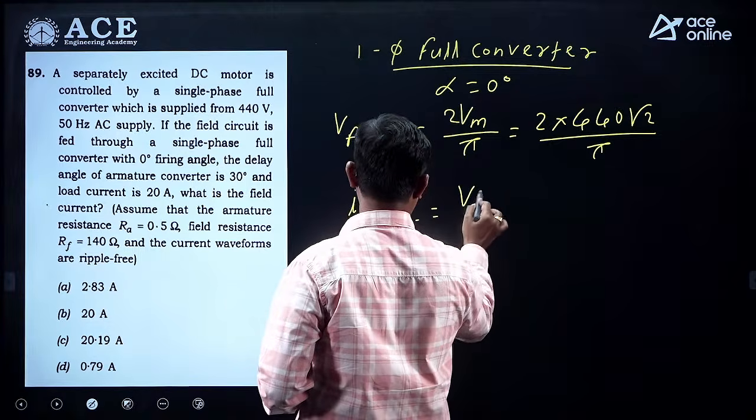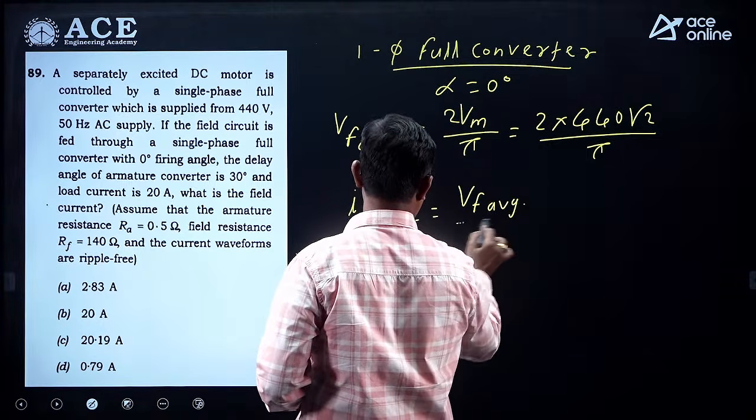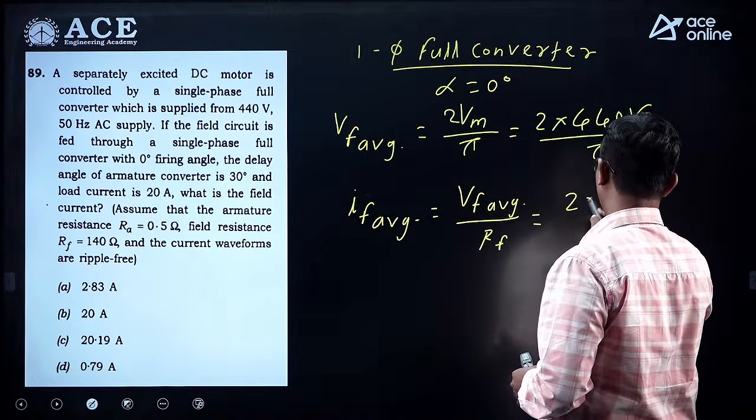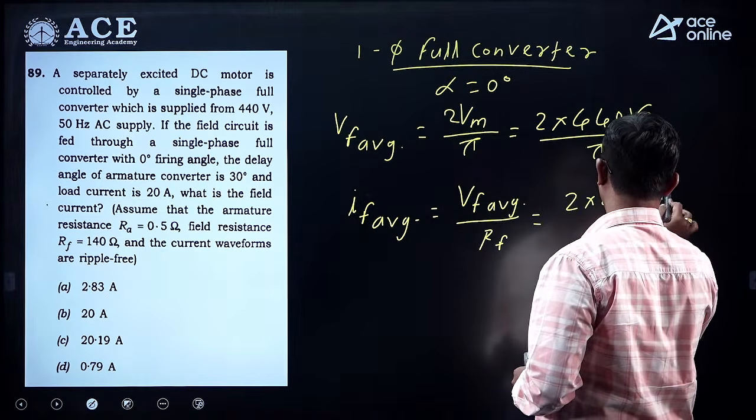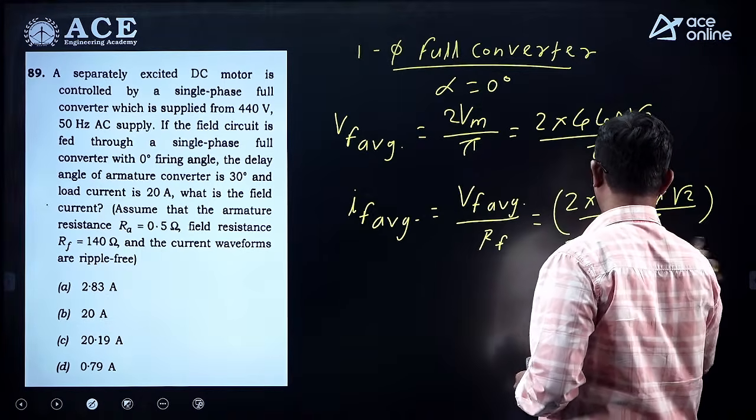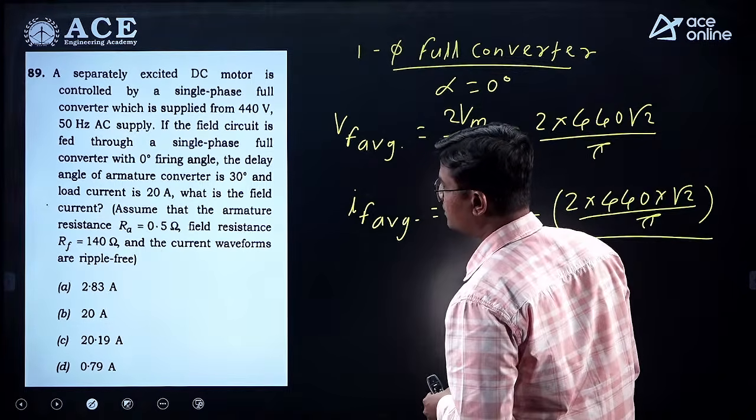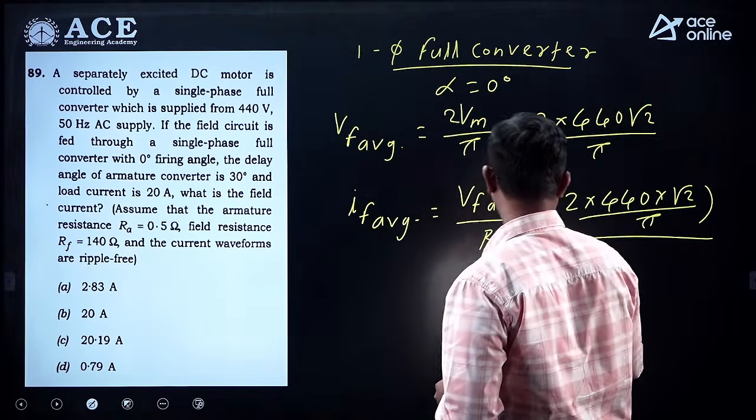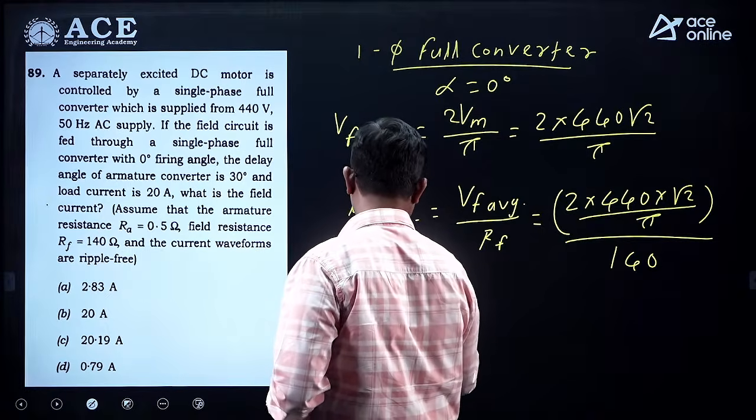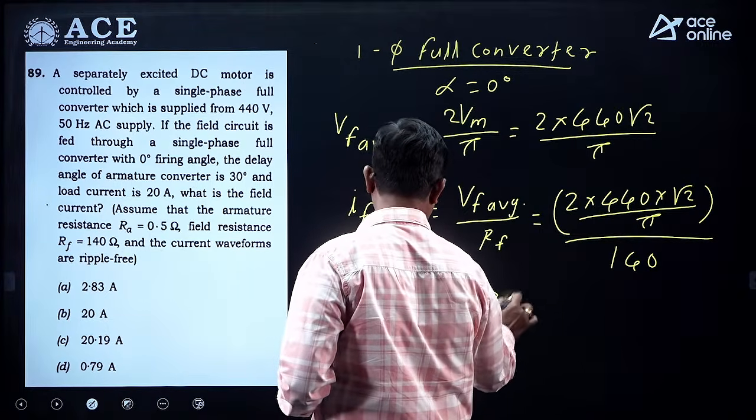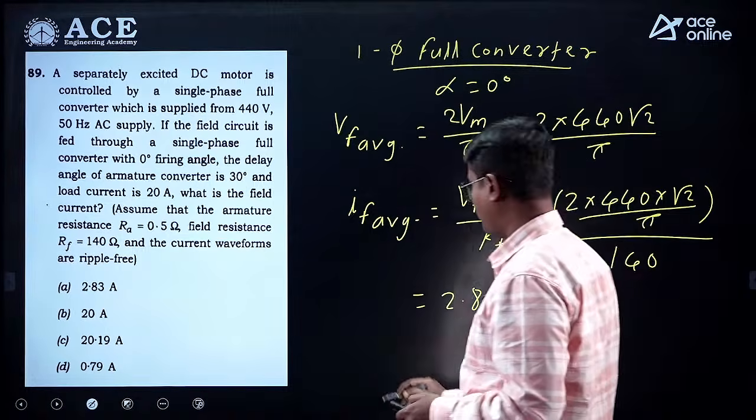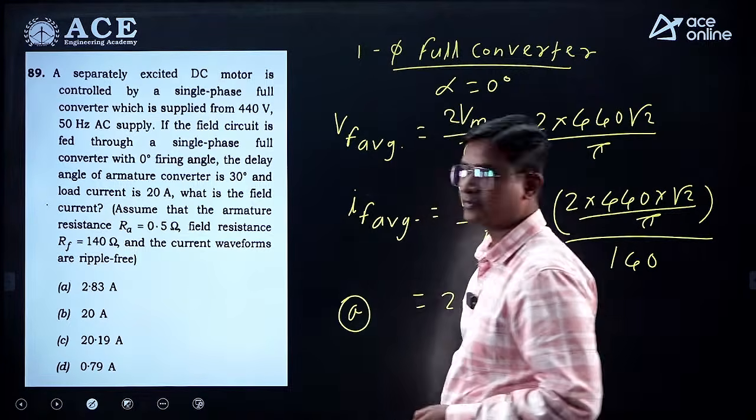It is equal to Vf average upon Rf, right? It is 2 into 440 into root 2 upon pi upon Rf. Rf is the field winding resistance, 140. If you simplify this, you will get 2.83 ampere. So the correct answer is option A.